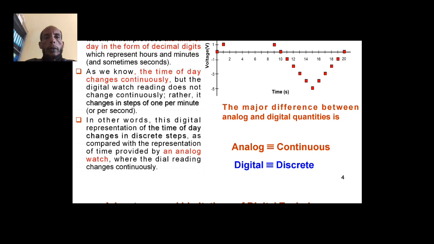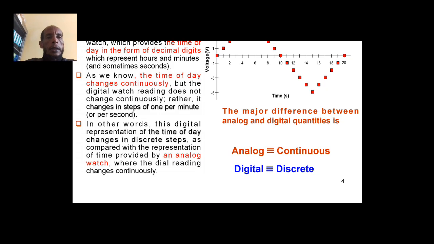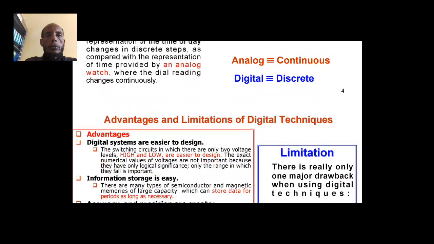When we compare this with the representation of time by an analog watch, the reading changes continuously. So when we say analog, the value is continuous. When we say digital, values are discrete, in terms of digits. So the difference between analog and digital quantity is that in analog we have continuous values, whereas in digital we have discrete values.